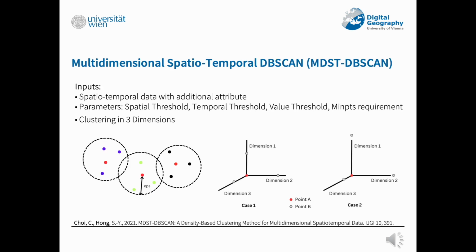But one of these techniques is the multidimensional spatio-temporal DBSCAN algorithm. As input, it uses spatio-temporal data with an additional attribute, and it is based on a density-based clustering algorithm. As parameters, it takes the spatial threshold that is used for clustering in the dimension space, the temporal threshold that is used to group in the second dimension, which is time, and the value threshold of the attribute. And the last parameter is the minimum number of points per cluster. So therefore, it can perform clustering in 3 dimensions.